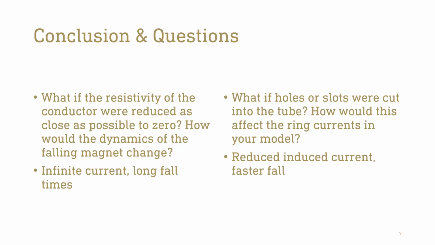If the resistivity of the conductor was reduced to 0, the current induced in every infinitesimal loop would race towards infinity, meaning that the magnet would experience stronger magnetic braking and would thus take longer to fall through the tube. If holes or slots were cut in the tube, the current in each ring would decrease, resulting in a quicker fall of the magnet.